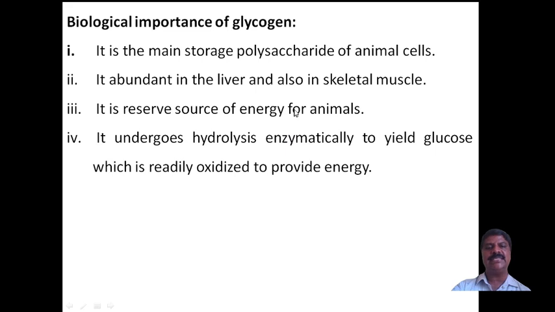Therefore, here it is the energy store, and when the animal is starving or has not taken food, glycogen undergoes enzymatic hydrolysis using an enzyme catalyst to yield glucose units, and glucose is further oxidized to provide energy. This is the biological importance or role of glycogen in biological systems.